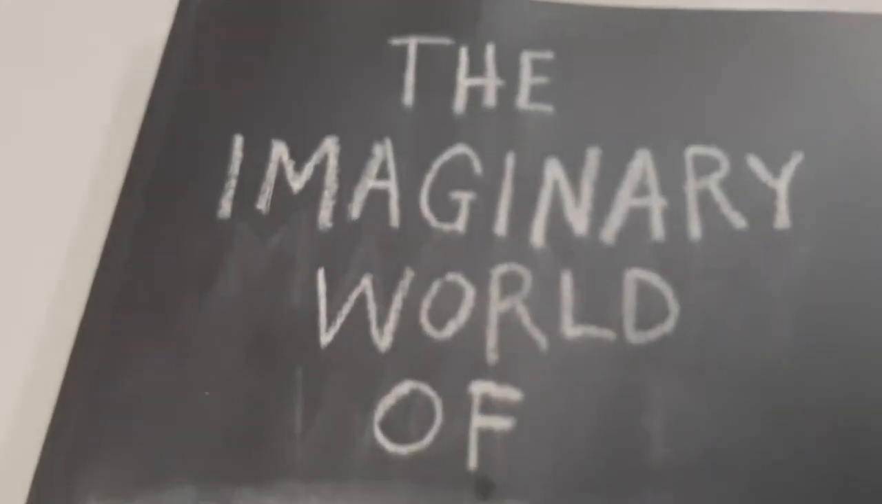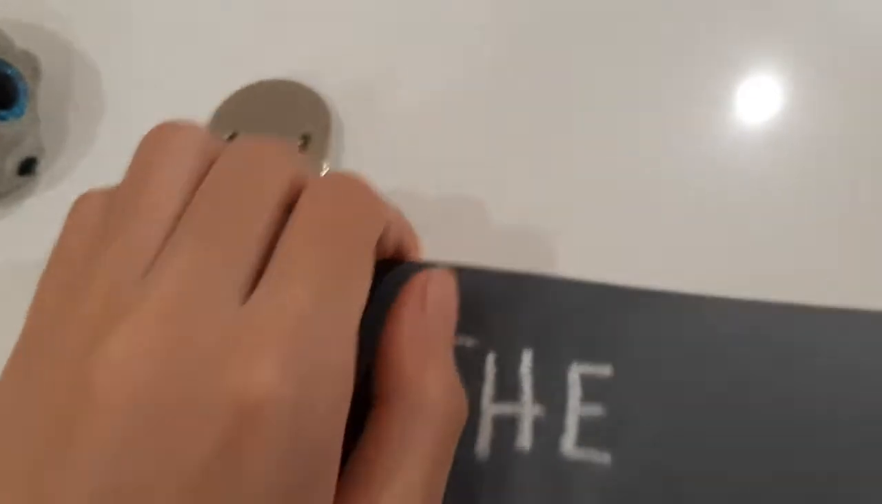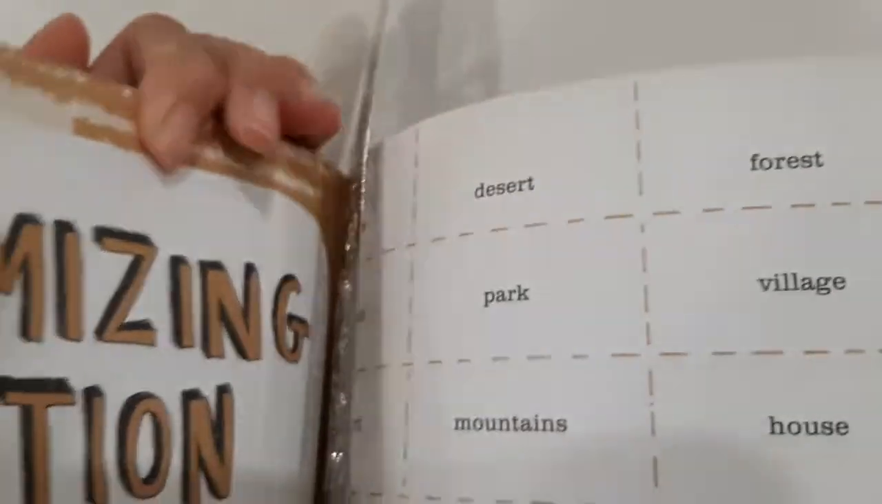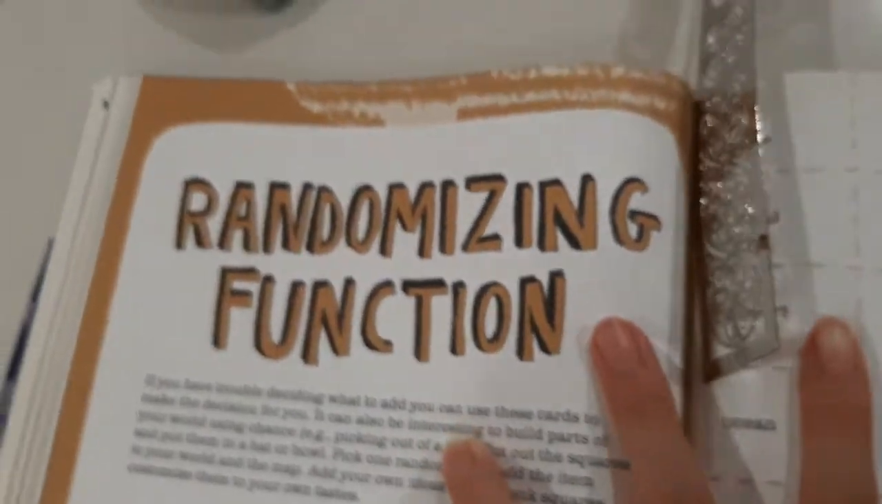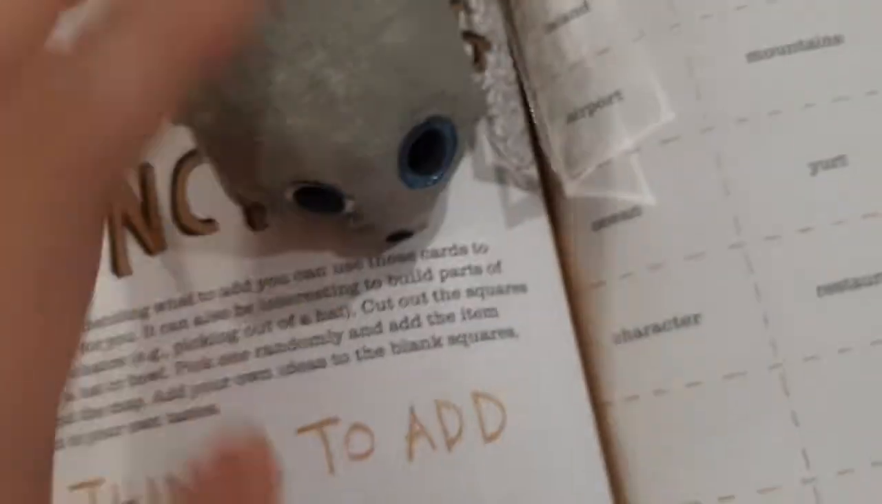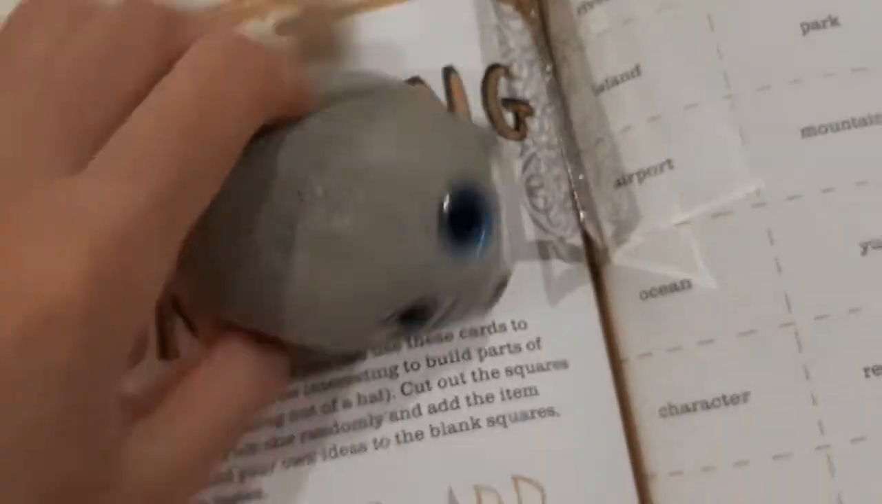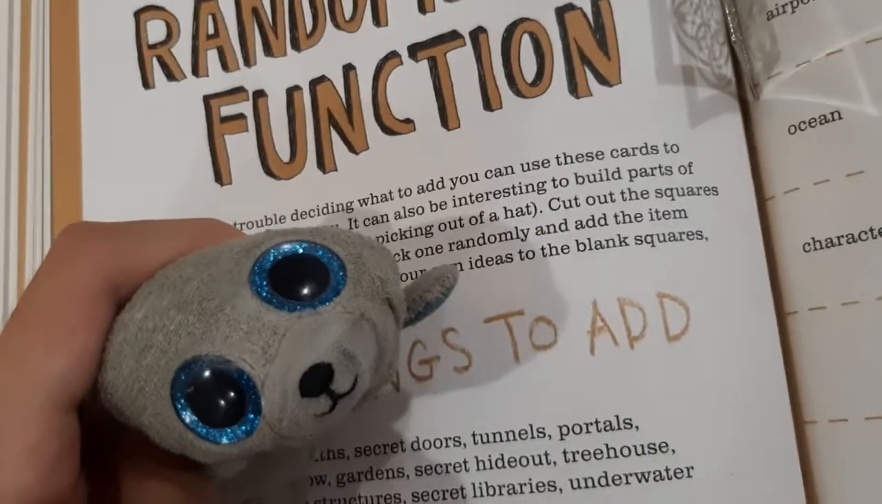So today I'll be doing the Imaginary World of Seema book. So let's go to the page where we left off, which is right over here. It's basically more reading stuff, I guess. It's just how to make your world fun.